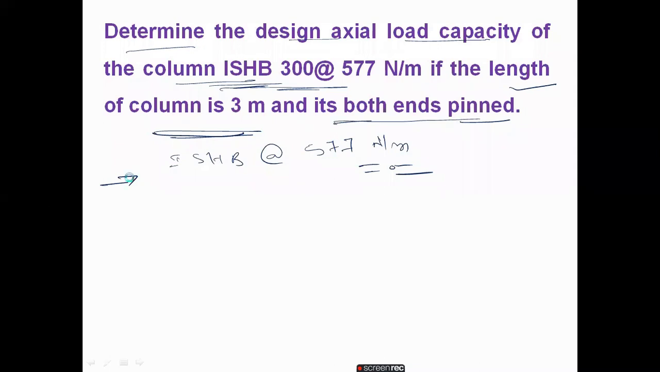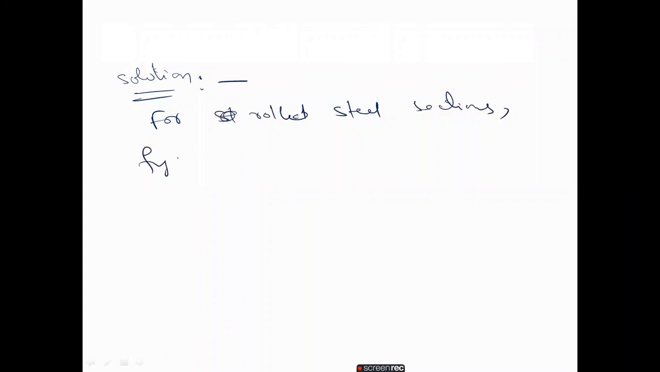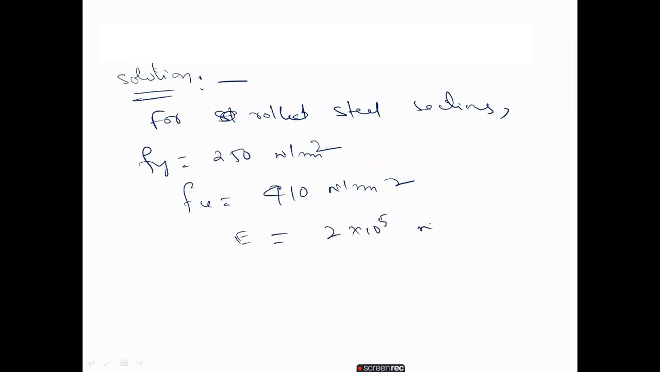Okay. Now we will start the solution. For rolled steel section, Fy is 250 Newton per mm square and Fu is 410 Newton per mm square and Young's modulus is 2 into 10 to the power of 5 Newton per mm square.